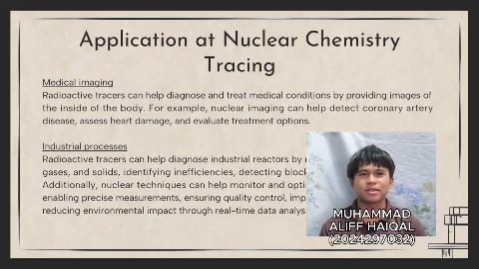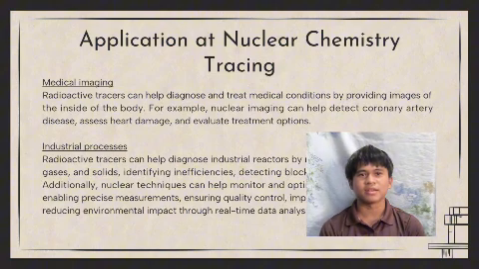Application of nuclear chemical tracing. Medical imaging. Radioactive tracers can help diagnose and treat medical conditions by providing images of the inside of the body. For example, nuclear imaging can help detect coronary artery disease, assess heart damage, and evaluate treatment options.